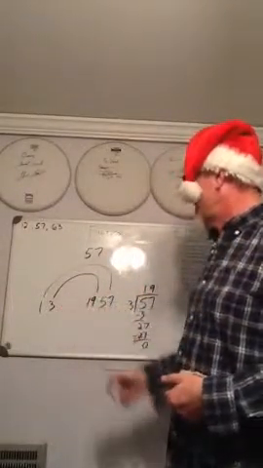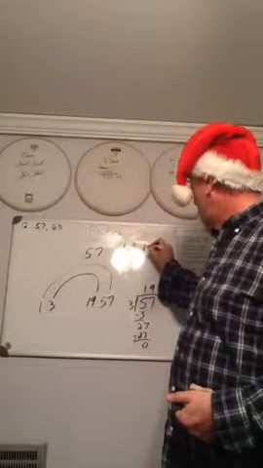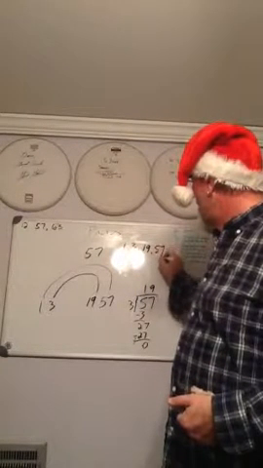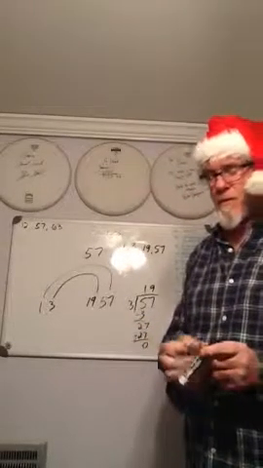So this is it. This is the list of our factors. Our factors are 1, 3, 19, and 57. There are 4 different numbers you can use as a factor to get to 57.